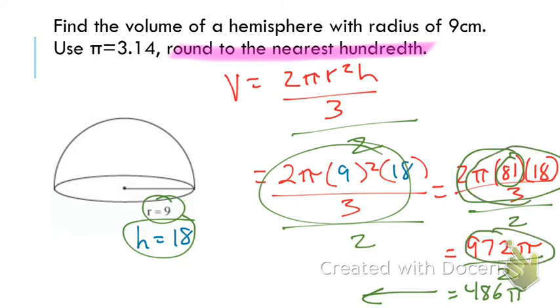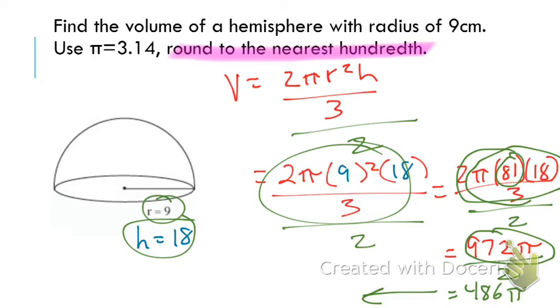And then, of course, we've got to now divide it by 2 because we only want half of that sphere. So I got the volume of the entire sphere, which is 972 pi. Now I only want half of that, hence that's why I'm dividing by 2. So I get 486 pi.